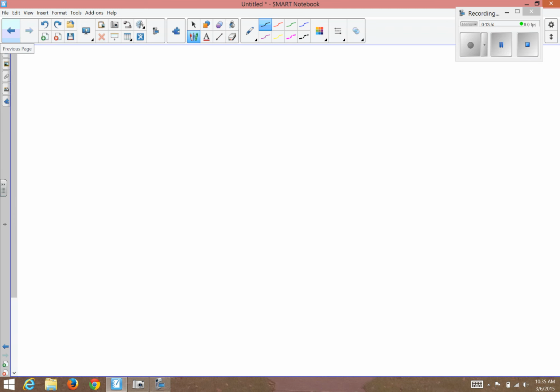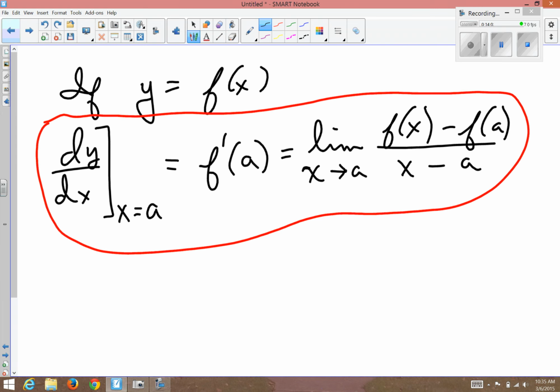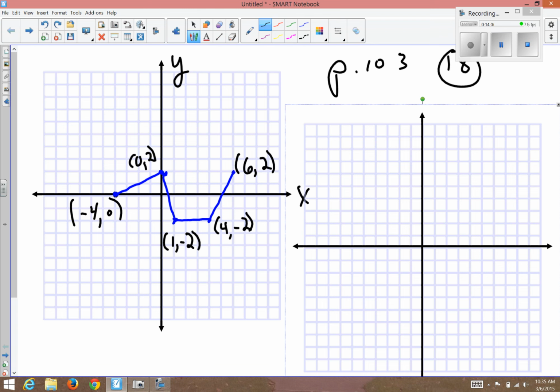Next one we're going to do is page 103, number 18. On page 103, number 18, this blue graph is given in the textbook. Page 103, exercise 18. The graph of y equals f of x shown here is made up of line segments. 1, 2, 3, 4 line segments.